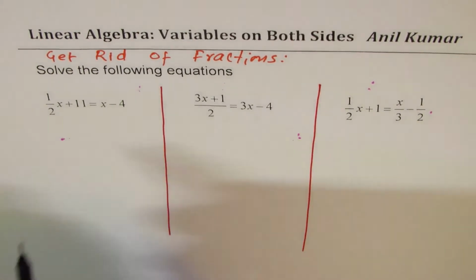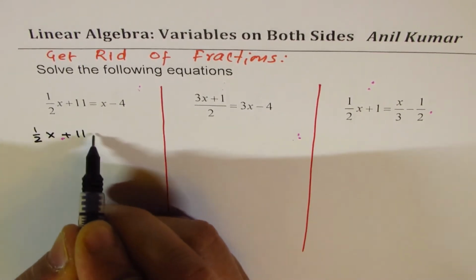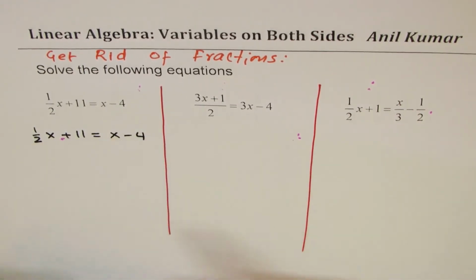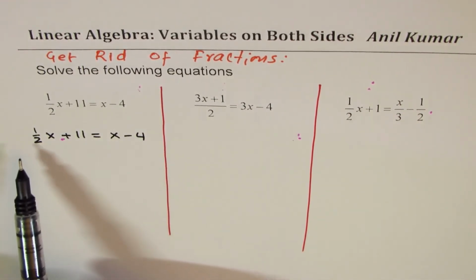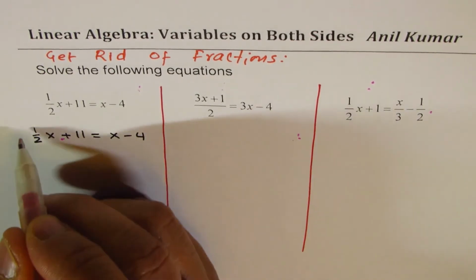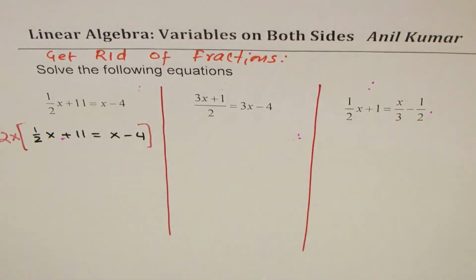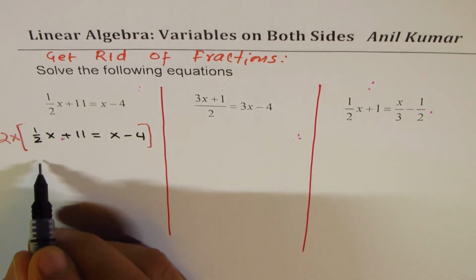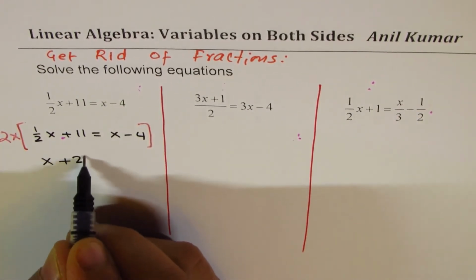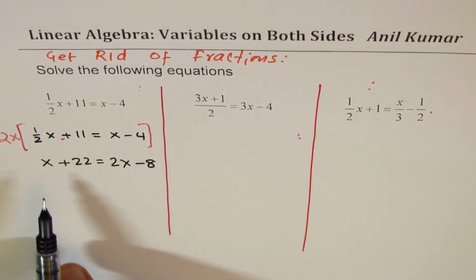Is it okay? So the first step: we have the equation half x plus 11 equals x minus 4. What I'm doing here is multiplying everything by 2, the whole equation, both left side and right side. Is that clear? So when I multiply by 2, I get here x, plus 22, and on the right 2x, and then minus 8. So we got rid of fractions.